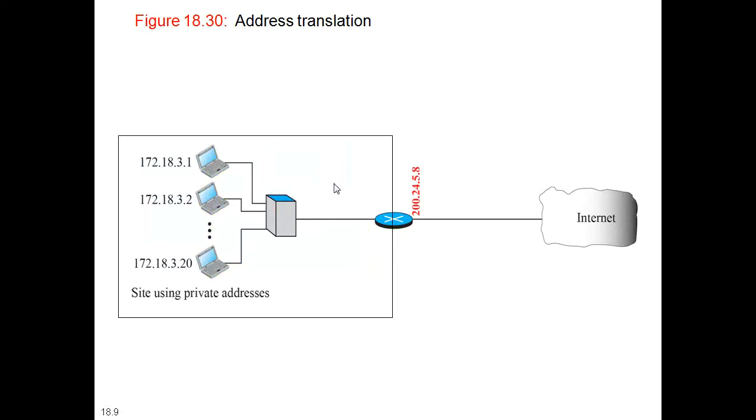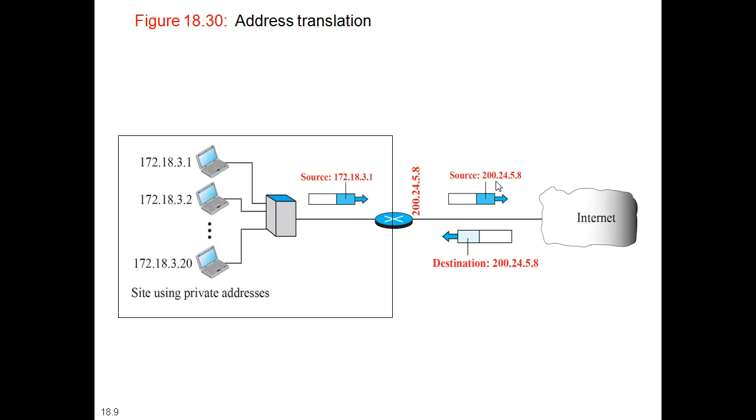Here, how exactly the address translation is done, you can observe. 172.18.3.1 will be converted to 200.24.5.8. You can observe the source address: 172.18.3.1 is converted to this address here. In this example, this is the source. The local, private address is converted to a global address, 200.24.5.8.